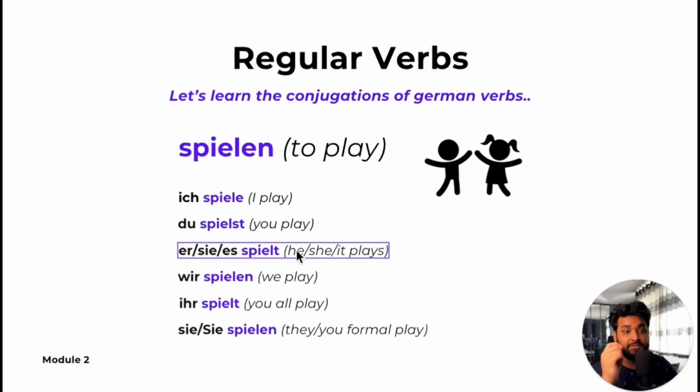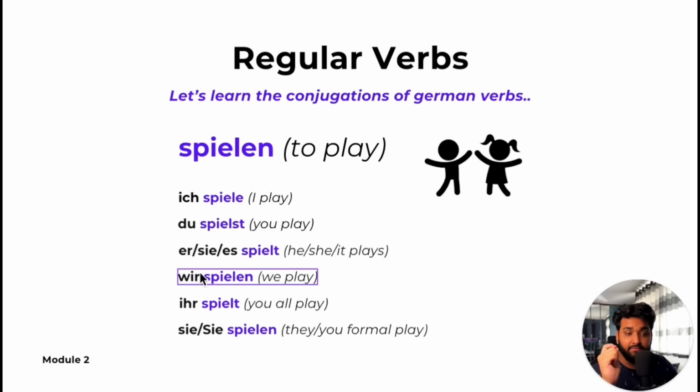In English, you can also see a difference. For example, I play, you play, then for he, she and it, plays. In English, this is only one change. You see, I play, you play, he, she, it plays, and the rest remains the same: play, play, play. But the problem with German is you have to change it according to every subject, you see.